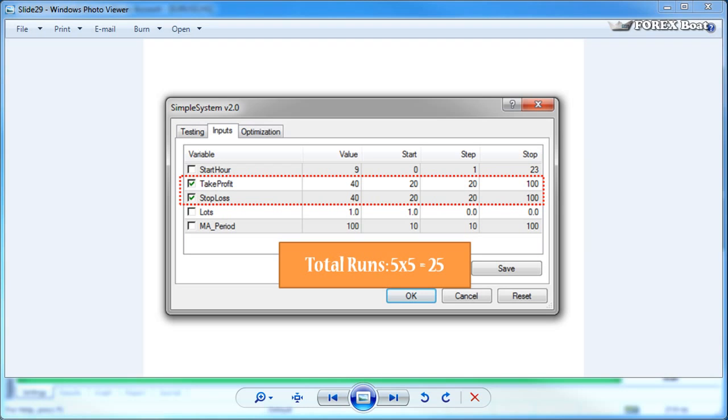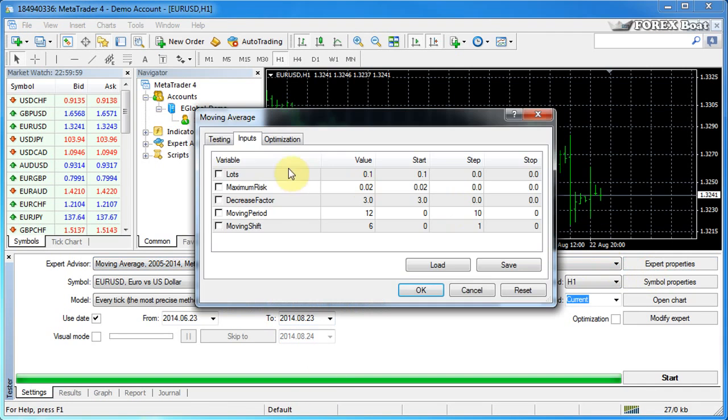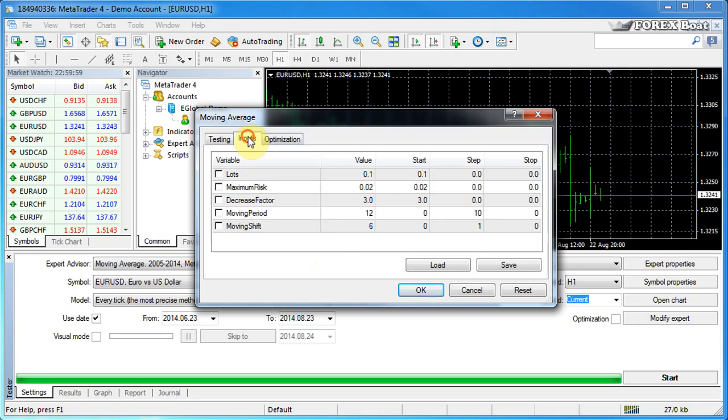Now let's have a quick look at MetaTrader 4 and see how that all plays out in there. As you can see here, I've got the moving average expert advisor open. We're going to go into its properties. First thing we're going to do is make sure that the genetic algorithm is switched off. The genetic algorithm is something we'll be discussing in the last section of this course when we're talking about more in-depth optimizations, but for now we'll just leave it off because we don't need it.